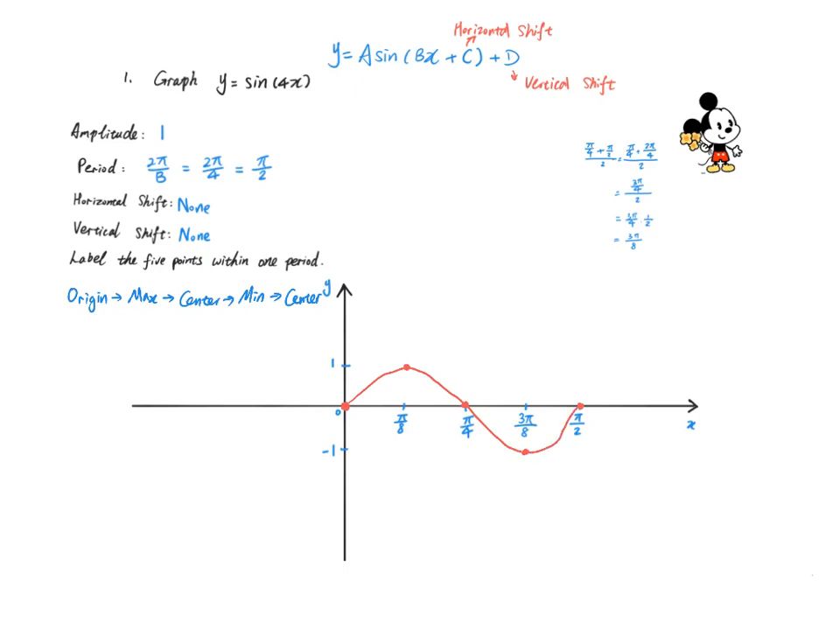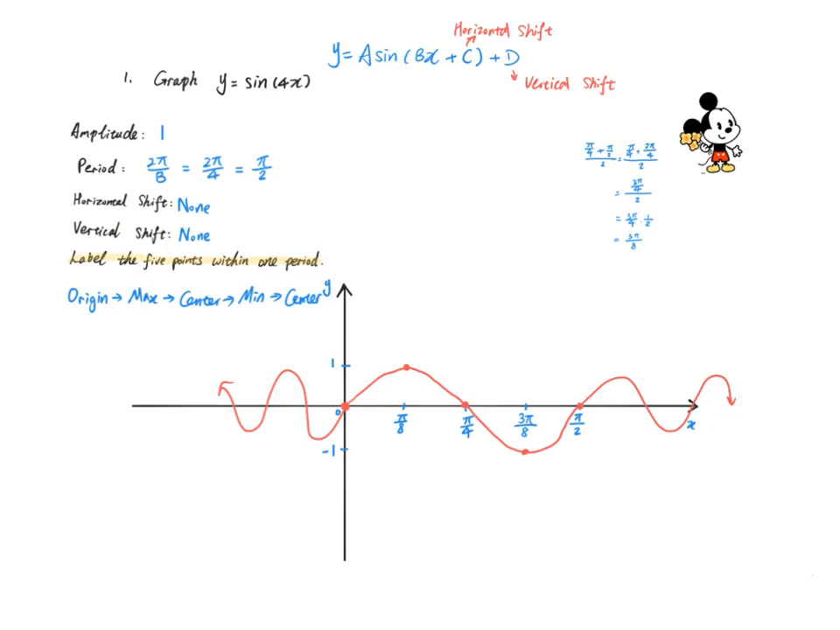Okay, I will not stop my graph here. You want to continue your curve to show that your graph continues on each end. Okay, you don't need to be accurate after these 5 points. So the last step, do not forget what is the very last step you need to do. Label the 5 points within one period. Okay, which means our period is 0 to pi over 2, right? Make sure you label these points.